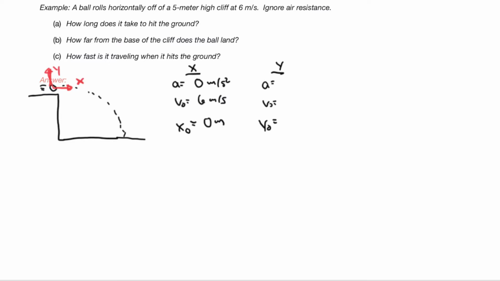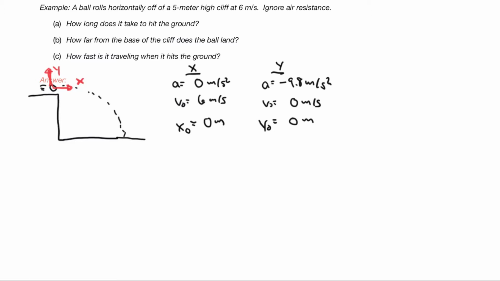In the y direction, the acceleration is negative 9.8 meters per second squared. Again, it's negative because the y direction points upwards and the ball is accelerating downwards. The initial velocity in the y direction is 0 meters per second. This is because the ball is rolling horizontally, so it has no vertical component. The initial y position is 0 meters because it was originally located at the origin.